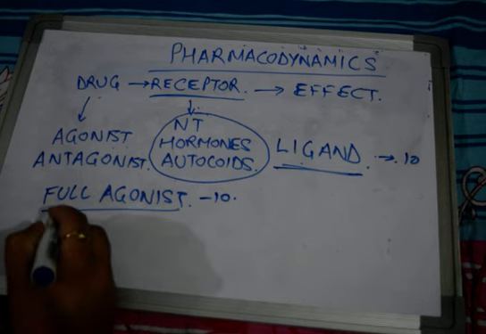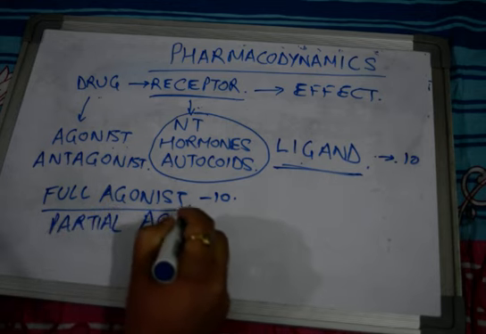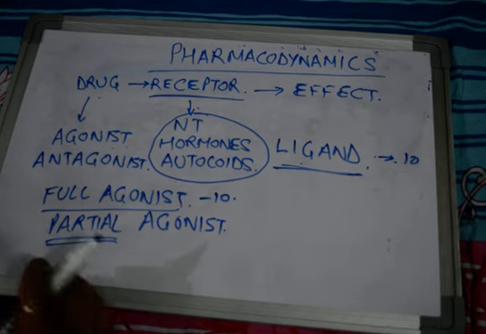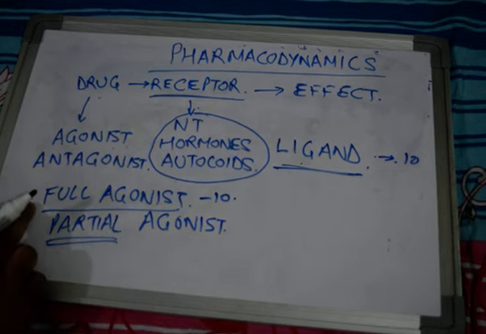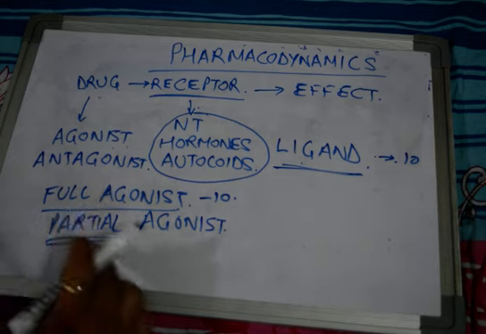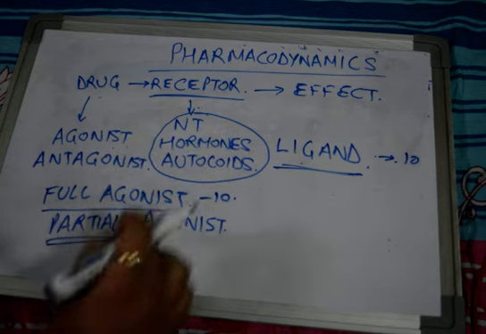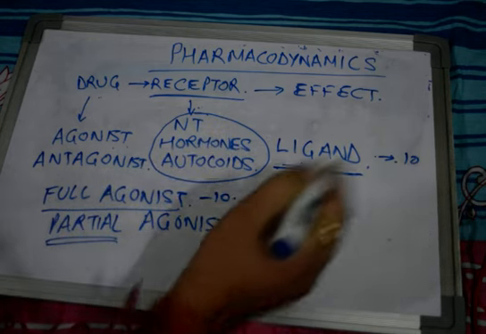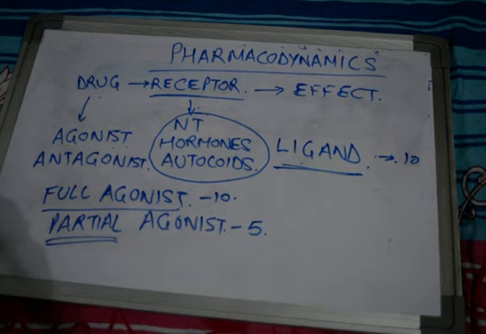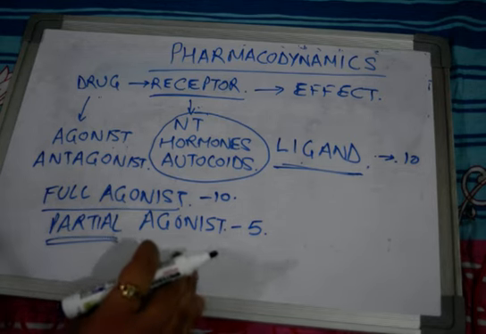Then there is another term called a partial agonist. By the name you can guess that a partial agonist is not like the full agonist. It will not show as much of a response as will be shown with the ligand or with the full agonist. So if the ligand is showing a response of 10, a partial agonist may only show a response of 5. So that makes the partial agonist important in a way.